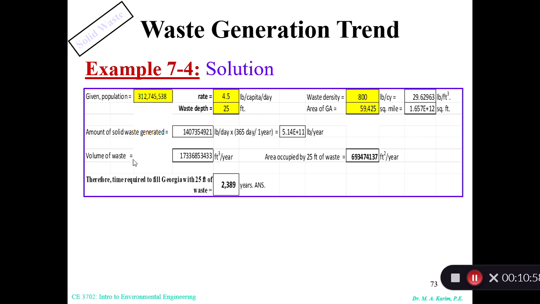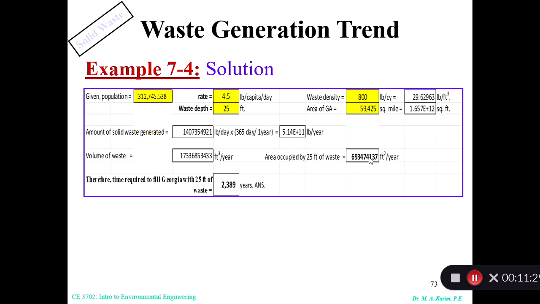Then the volume of the waste is equal to cubic feet per year. I didn't show you all the calculation, but since I know the pounds per year, I can just do this. This is pounds per cubic feet, and this is pounds per year. This divided by this will give me the cubic feet per year. The area to be occupied by 25 feet of waste is equal to this.